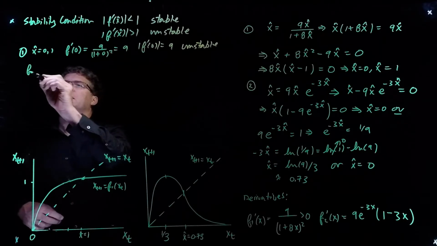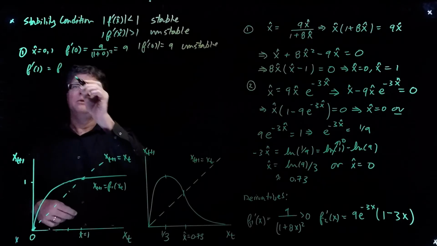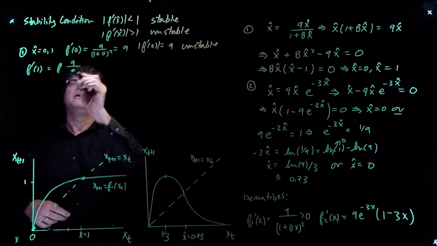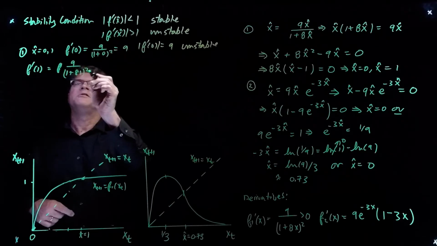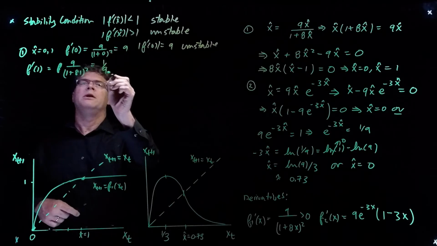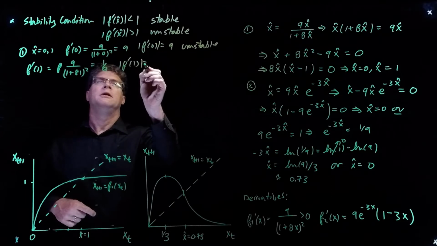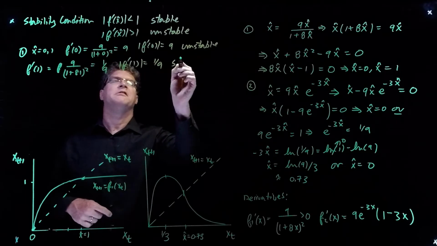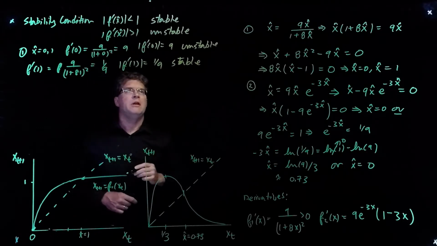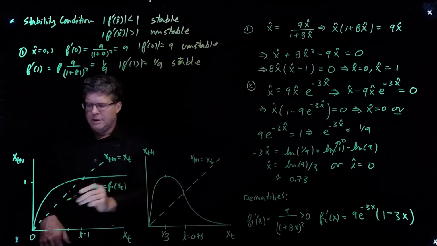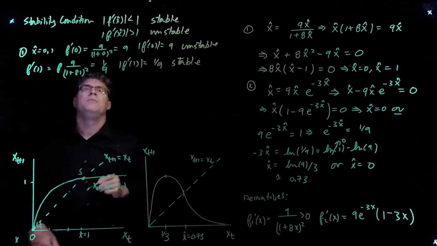If we look at f prime of 1, that's equal to 9 over 1 plus 8 times 1 all squared, which is equal to 1/9. And so the absolute value of f prime of 1 is equal to 1/9. And so that's stable. Okay, so we can label the equilibria on the diagram here as being unstable and stable.